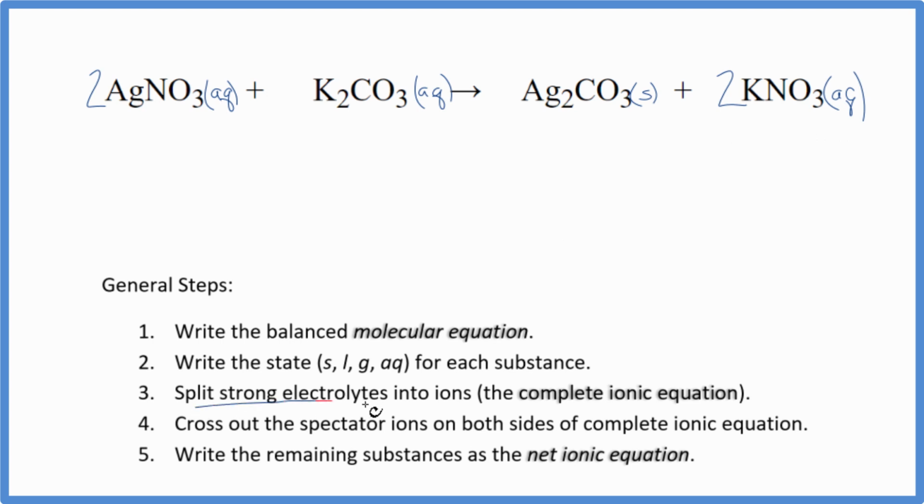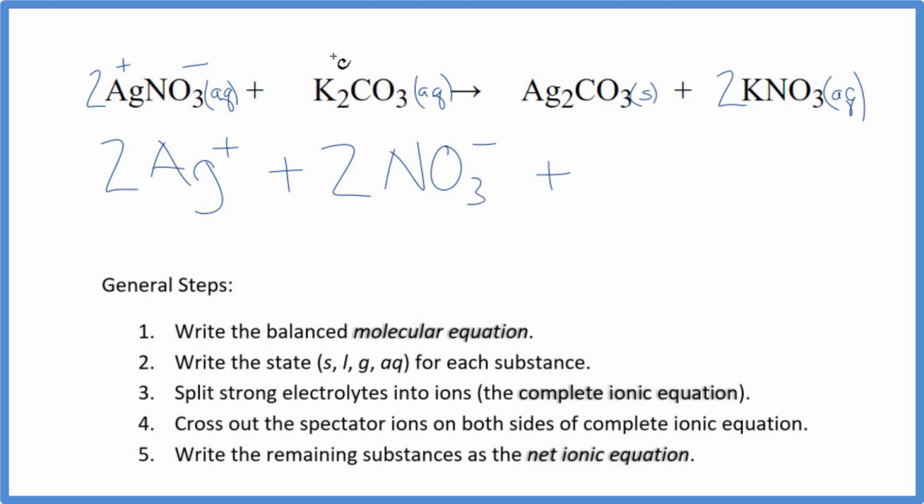Now we can split the strong electrolytes into ions for the complete ionic equation. Silver is a transition metal, but it's always a 1+. So I have two silver ions, and I won't write the states now. Let's write those at the end. And then the nitrate, the whole thing is 1-. Good one to remember. And I have two nitrate ions.